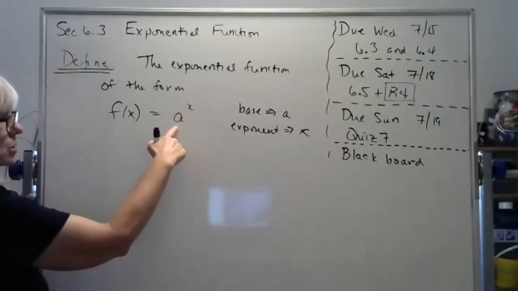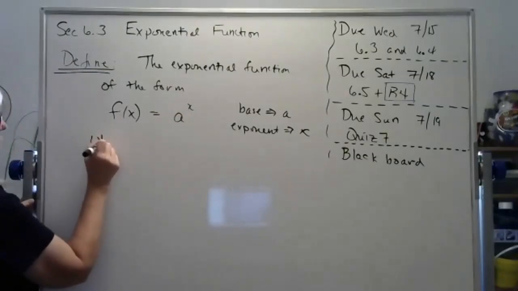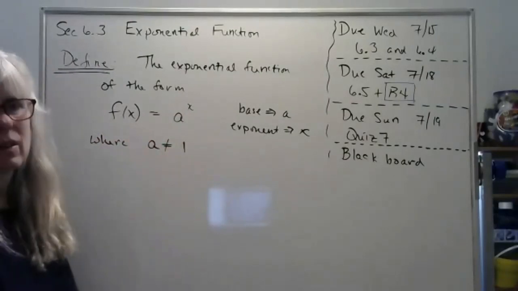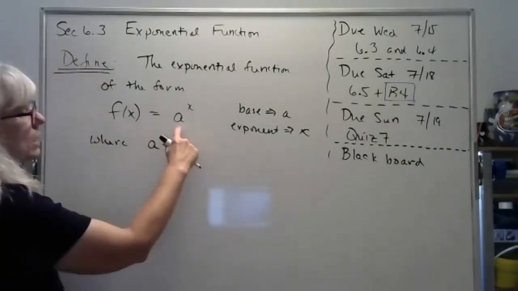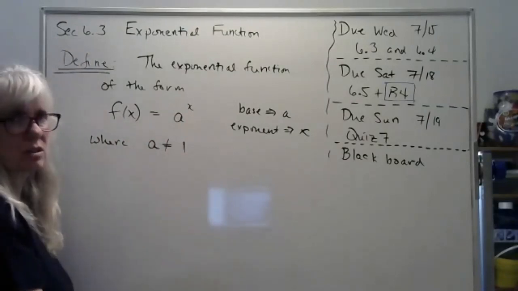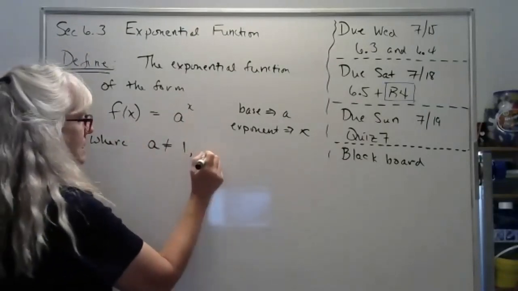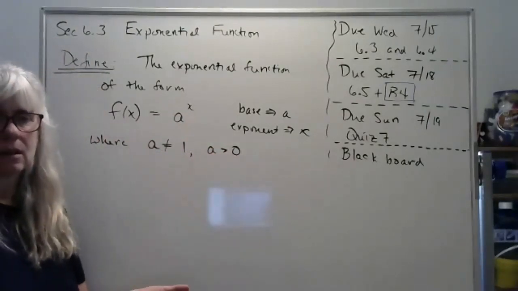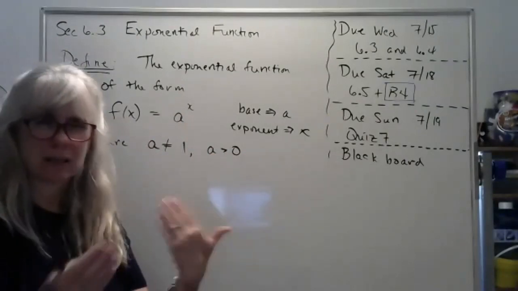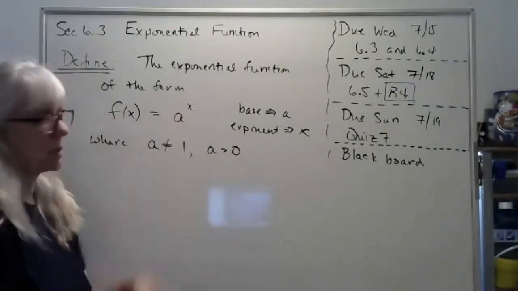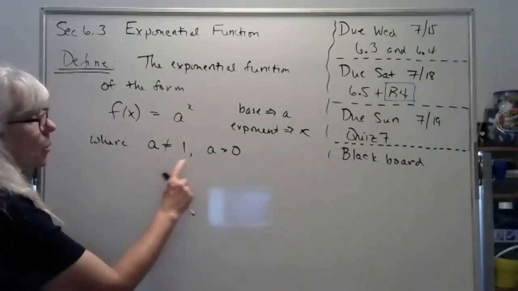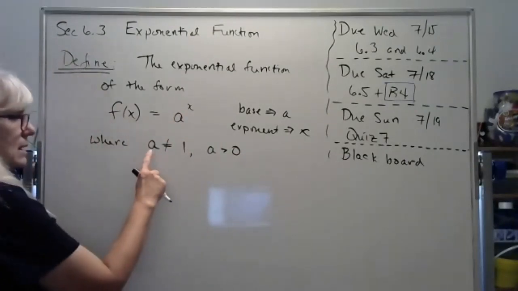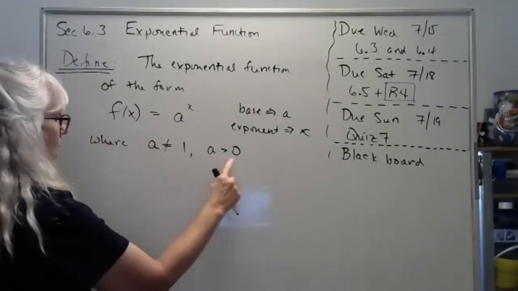We do have to have some restrictions on the base a. We're going to say the base can't equal 1, because if it were 1, it wouldn't be very exciting as a function, because 1 to any power is 1. So it would just be a constant function. And additionally, it has to be greater than 0. We don't want a negative base, because a negative base would flip back and forth between positives and negatives depending upon the exponent. These are pretty important restrictions. They're going to come back and haunt us in the immediate future. So again, the base can't be 1, and it has to be a positive base.